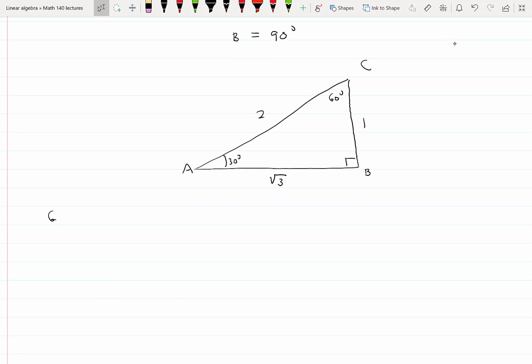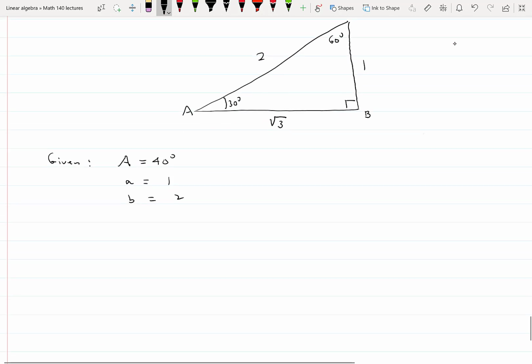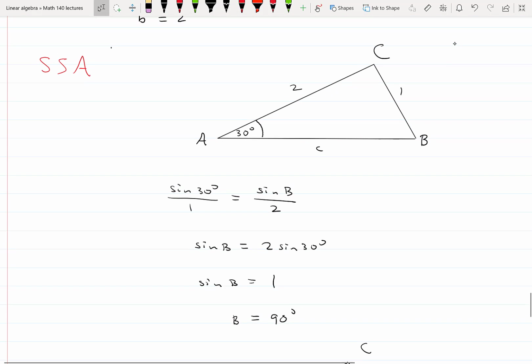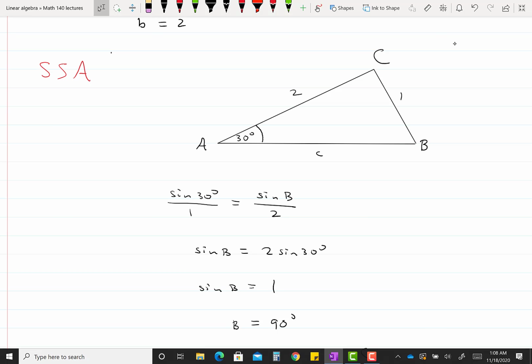Okay, so our new problem: we're going to leave small a and small b alone, but A is going to increase by 10 degrees to be 40 degrees. So small a is still 1 and small b is 2. Yes, small a is 1 and b is 2. Okay. So I want to redraw the original problem with the 30 degrees for A. Give me about 1 second.